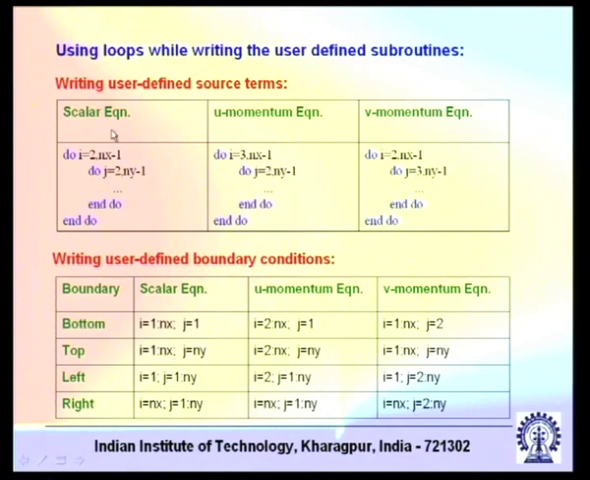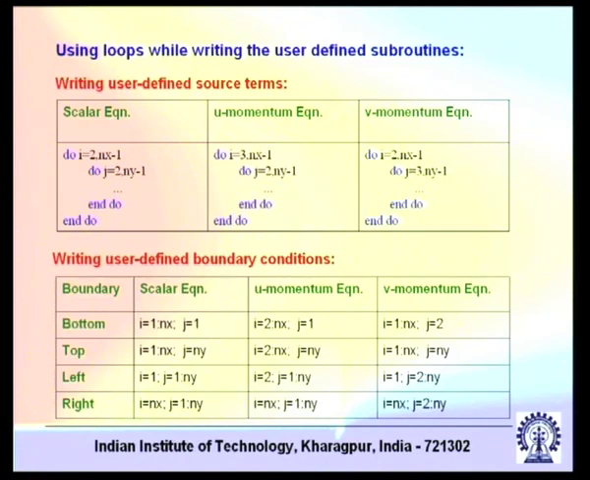So if you have a scalar equation, the source terms are defined for only interior grid points, not the boundary points, because source terms are for control volumes, and boundary points do not belong to any control volumes. That is why you see that i starts from 2. So in the scalar equation i starts from 2, it ends with nx minus 1. So it ensures that it is only for the interior grid points.